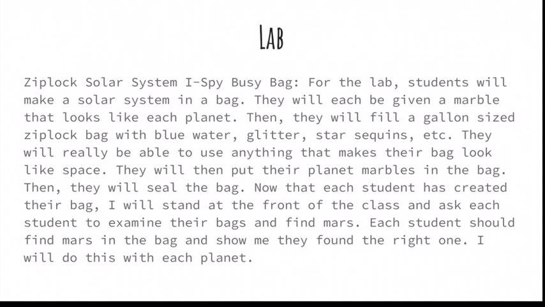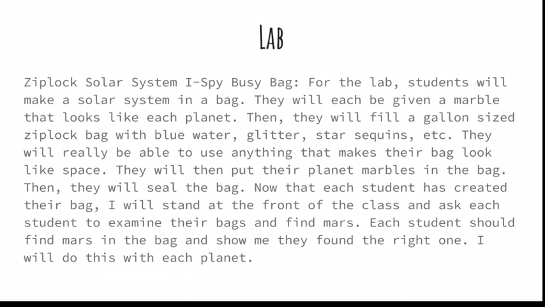For the lab, students are going to create a Ziploc solar system I Spy bag. And so for the lab, students will make a solar system in a bag. So they will each be given a marble that looks like each planet. So they should have a marble per planet. And then they will also have a gallon-sized Ziploc bag that they will fill with blue water, glitter, maybe even dark purple water, star sequins, really anything that's going to make their bag look like outer space. And so then they will put their planet marbles in the bag and seal the bag.